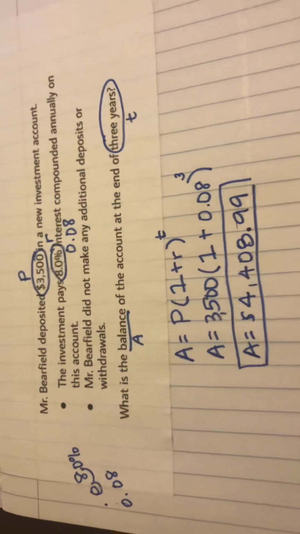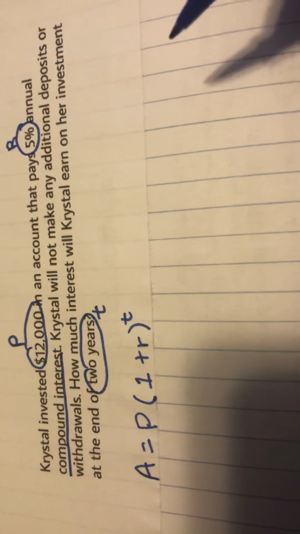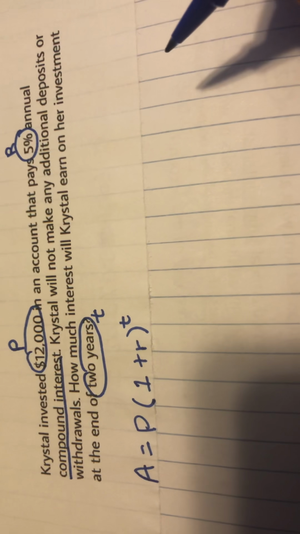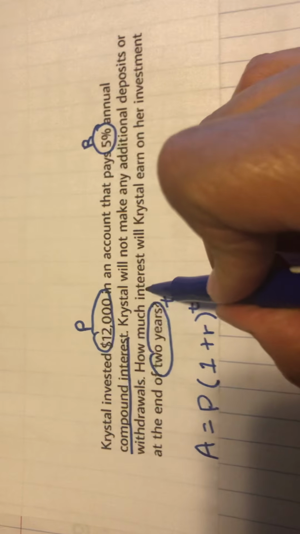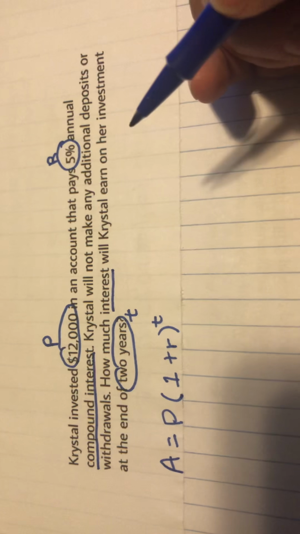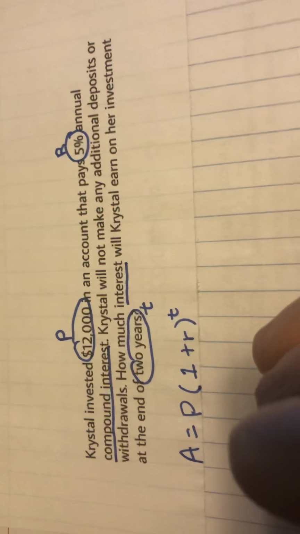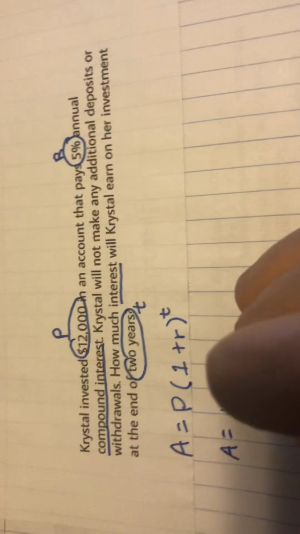Okay, so now coming back up here to this problem. We already set it up. However, this one wants to know how much interest, right? We need to know how much interest is earned. So we're going to do a double step here. So we have our account. We need to find the account balance. Our principal was $1,200.